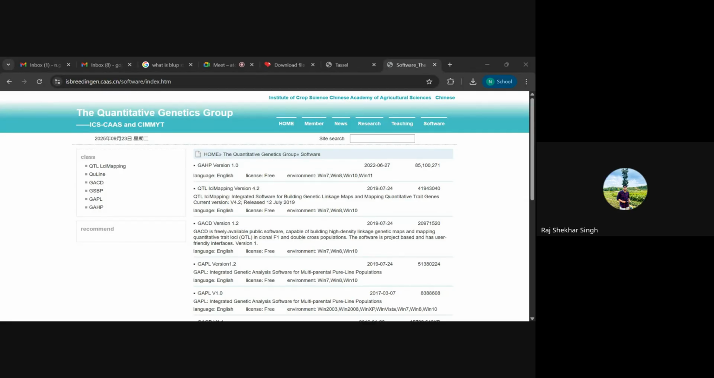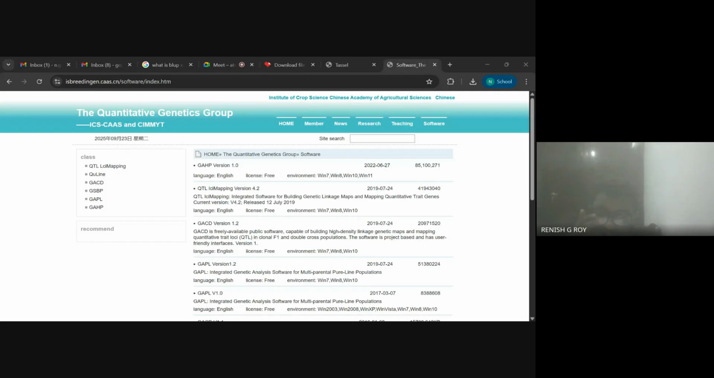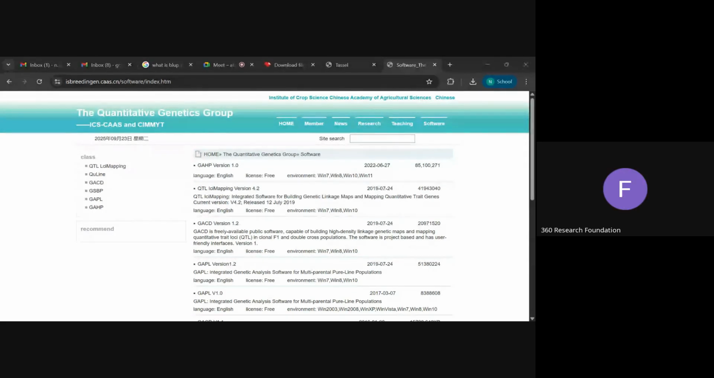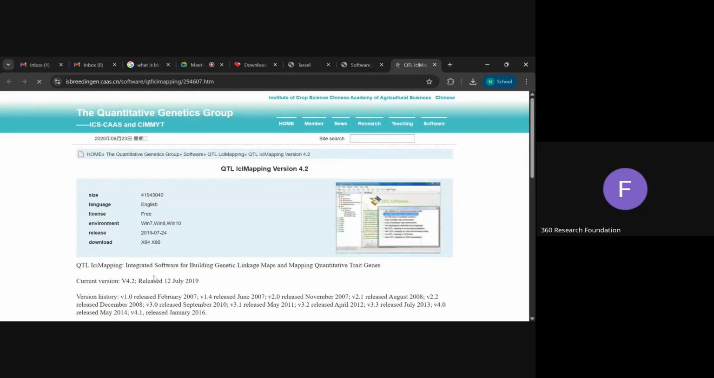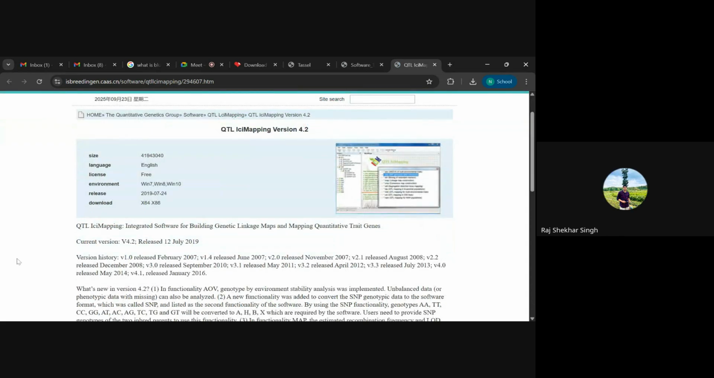Sir, in ICI mapping, we have to download QTL ICI mapping version 4.2. On clicking on that, it's again going to that moment. My network is slow today. Then to do that, is your system 64-bit or 32? I think 64-bit, sir. 64. Okay, click.